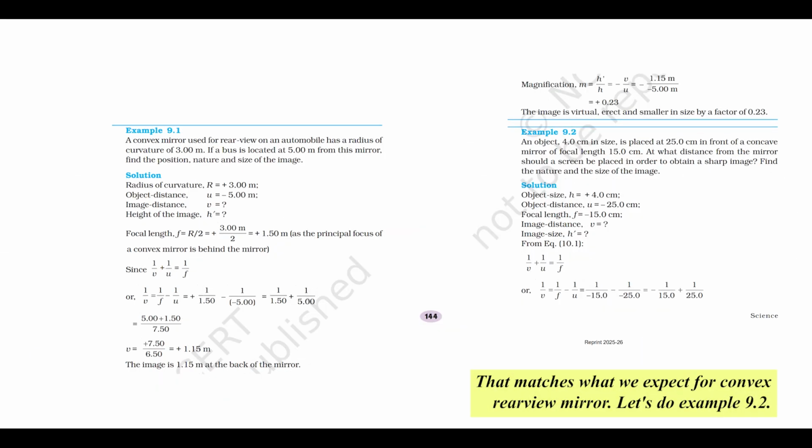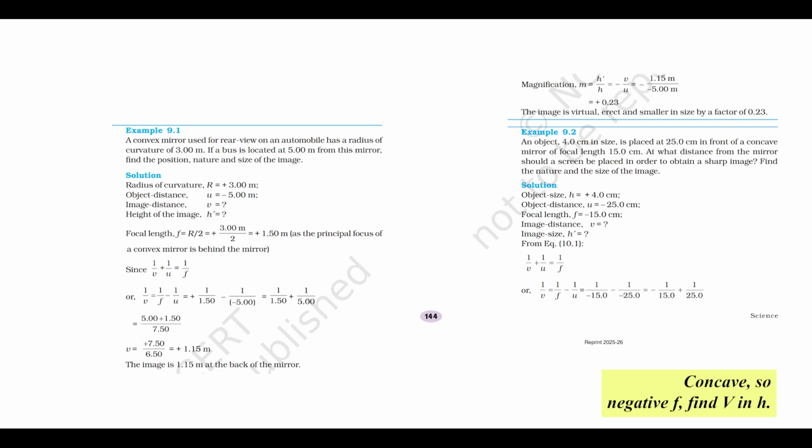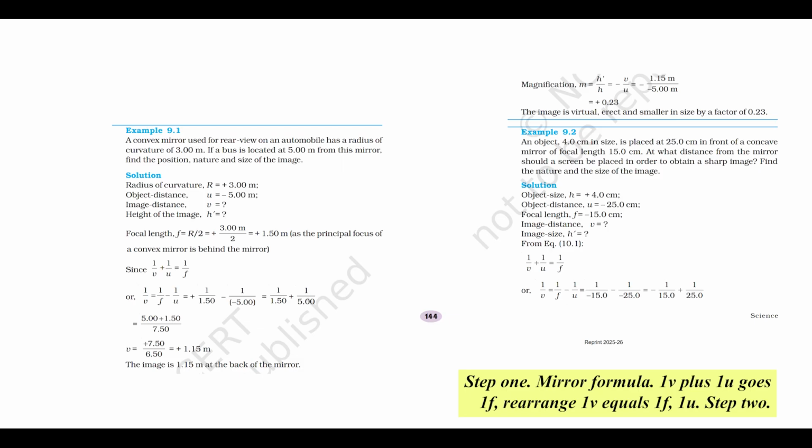Let's do example 9.2. Concave mirror. Object height h equals plus 4.0 centimeters. Object distance u equals minus 25.0 centimeters. Focal length f equals 15.0 centimeters. Concave, so negative f. Find v and h'. Okay, concave mirror, u is negative, f is negative, h is positive, need v and h'. Step 1, mirror formula. 1/v plus 1/u equals 1/f. Rearrange: 1/v equals 1/f minus 1/u.